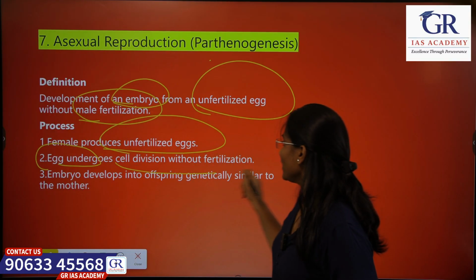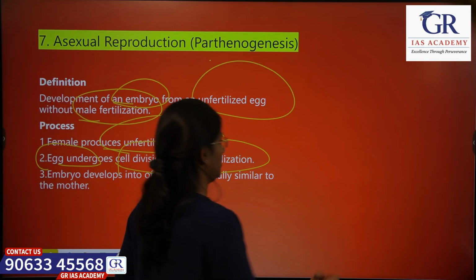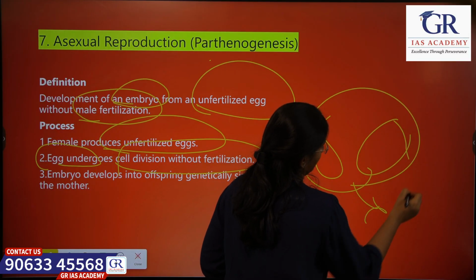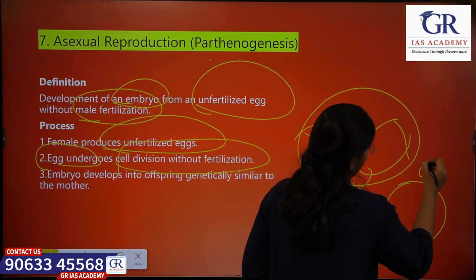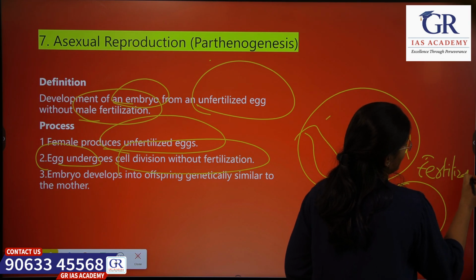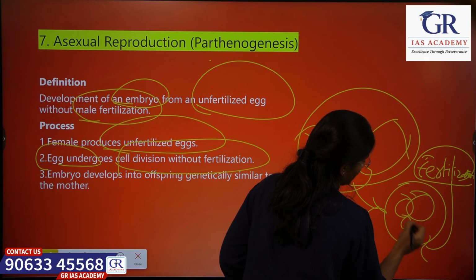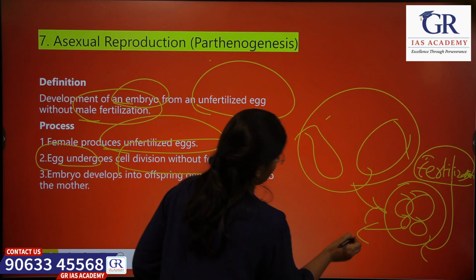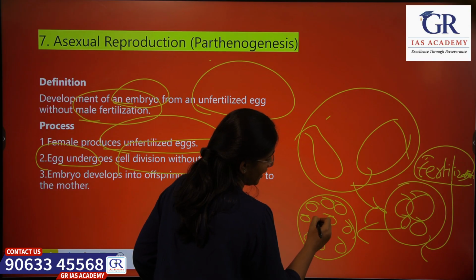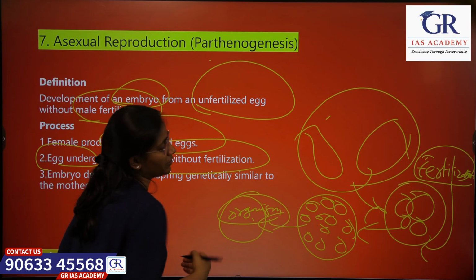The egg undergoes cell division. So usually what happens? Once the male sperm and female ovum combine, that combination is called fertilization. When fertilization occurs, cell division occurs, and that cell division grows rapidly. So many cells form and become an organism. So that's how regular reproduction happens.